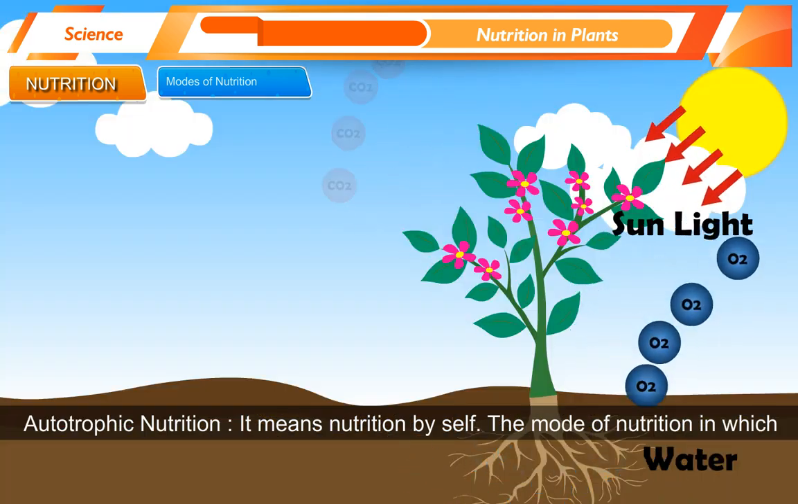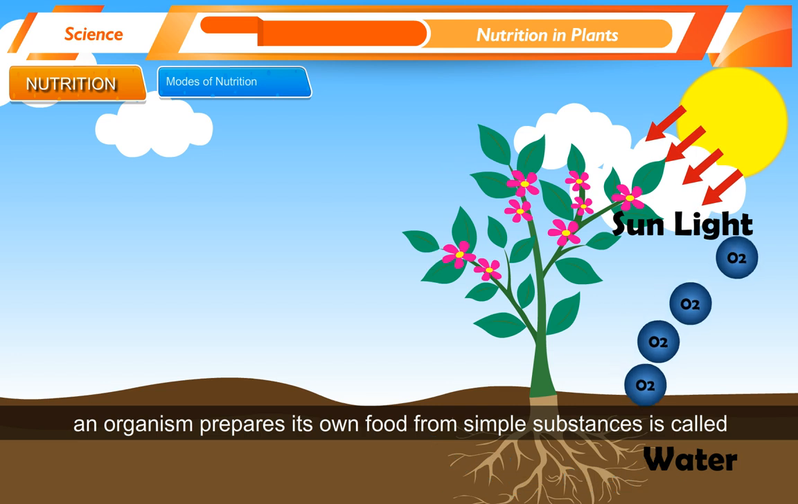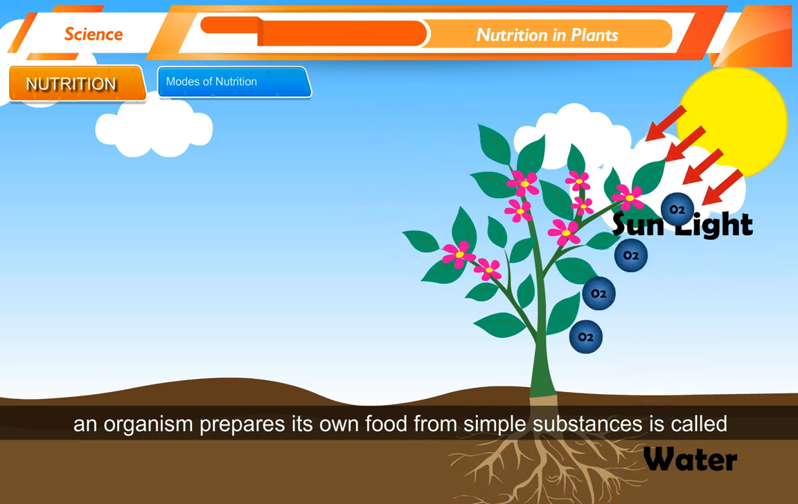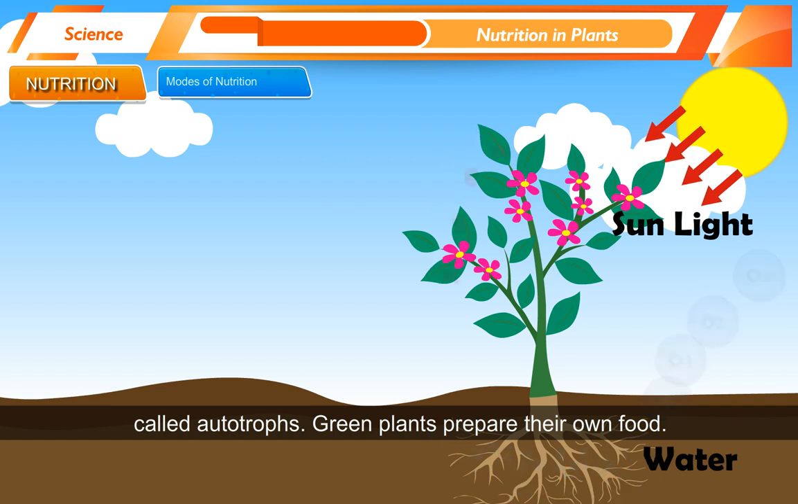Autotrophic nutrition. It means nutrition by self. The mode of nutrition in which an organism prepares its own food from simple substances is called autotrophic nutrition, and the organisms which obtain food by this mode are called autotrophs. Green plants prepare their own food.